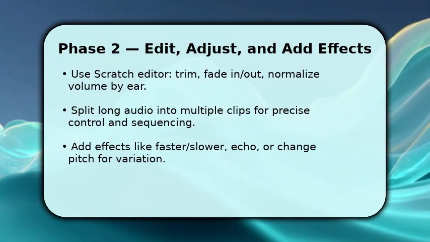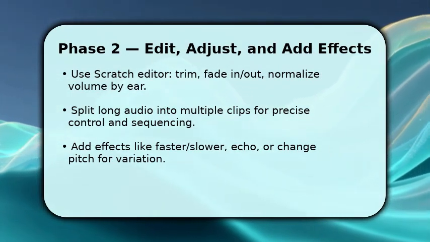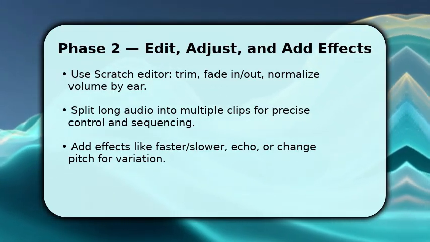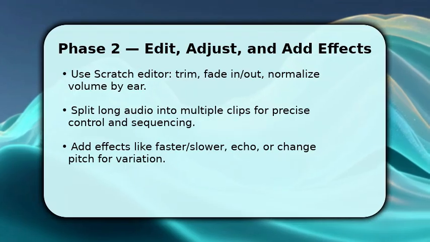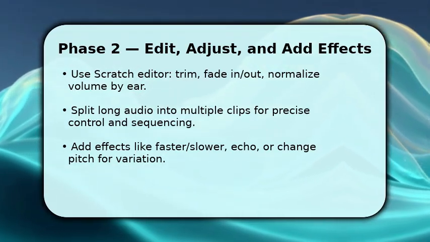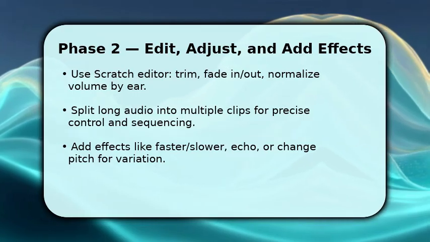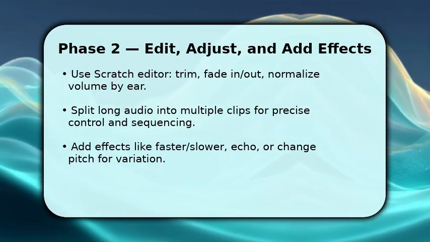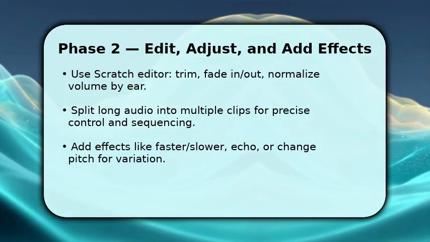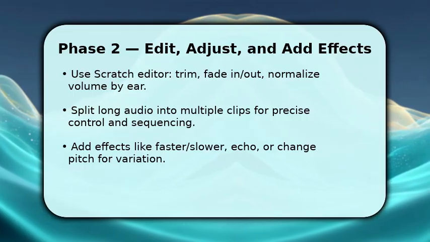Once done trimming, use the editor to fade in or fade out and to adjust perceived volume. This helps sound sit well with other audio. If the file is long, split it into numbered clips so you can trigger parts precisely in sequence. You can also apply faster or echo effects to match game pace and test changes by clicking play.